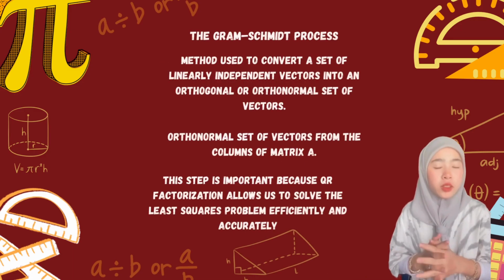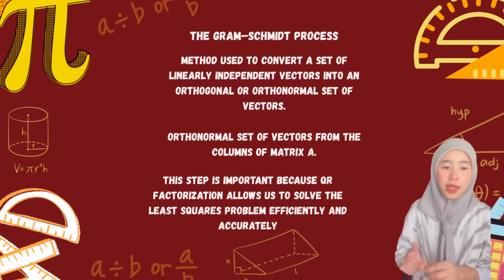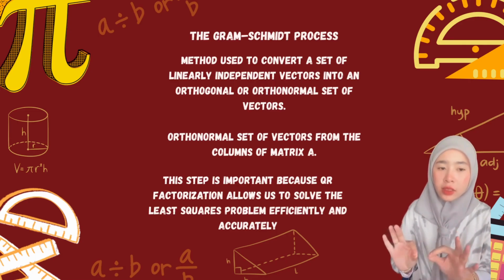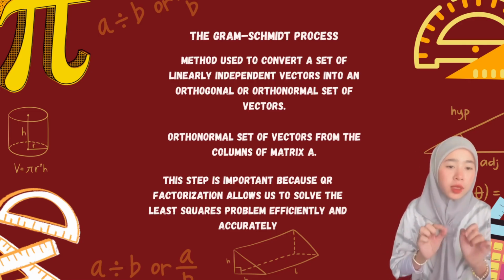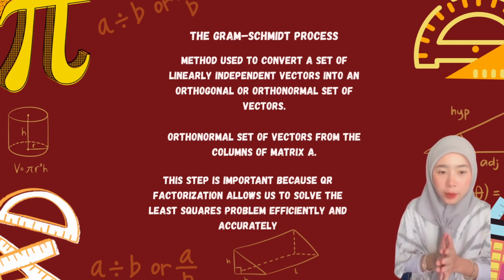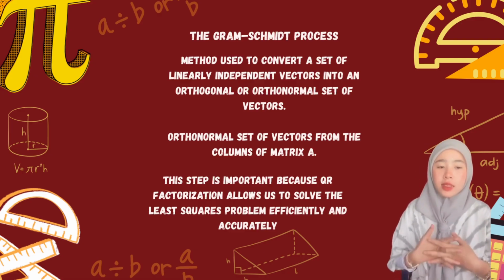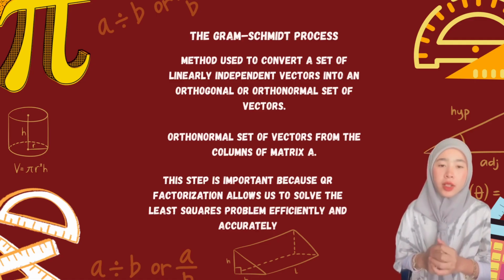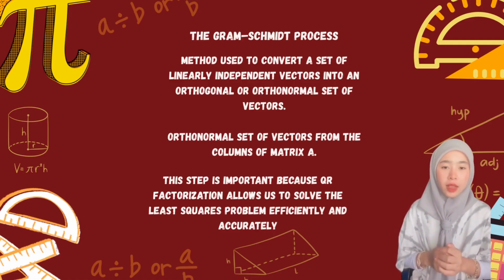Next, I introduce to you the Gram-Schmidt process. The Gram-Schmidt process is used to convert a linearly independent set of vectors into an orthogonal and orthonormal set of vectors. In this presentation, we apply the Gram-Schmidt process to the columns of matrix A. This step is very important because QR factorization allows us to solve the least square problem more efficiently and accurately.